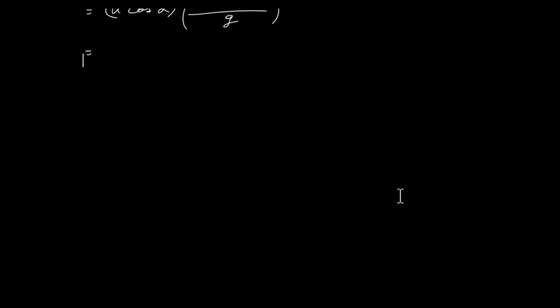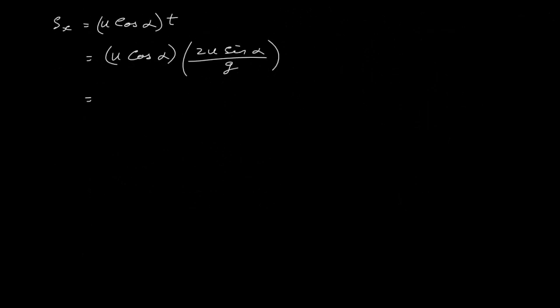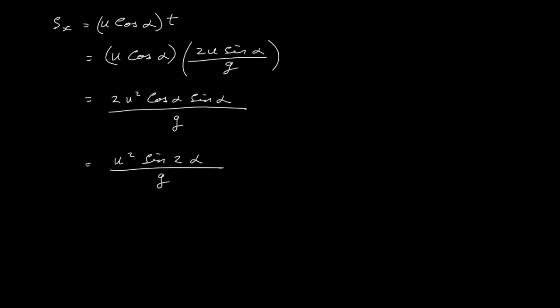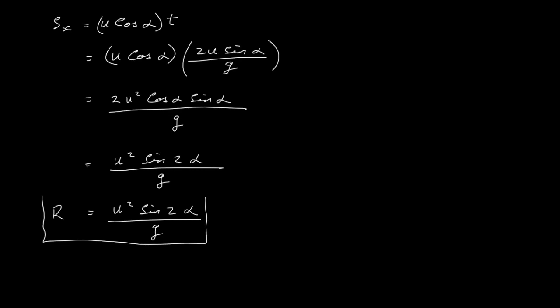So let's just manipulate this a little bit. We have u times u, which is u squared, cos alpha sine alpha, and that's all over g. So we know from our tables that 2 sine alpha cos alpha is equal to sine 2 alpha, so I can change that. So we have u squared and then sine 2 alpha, all over g. Now this is the distance in the x direction, so this is just our range. Our range is equal to u squared sine 2 alpha over g. That's it. That's our second formula.